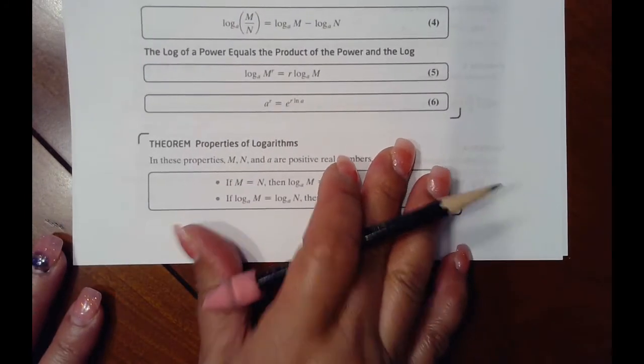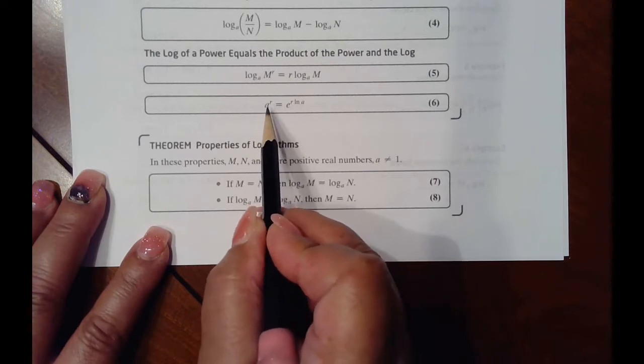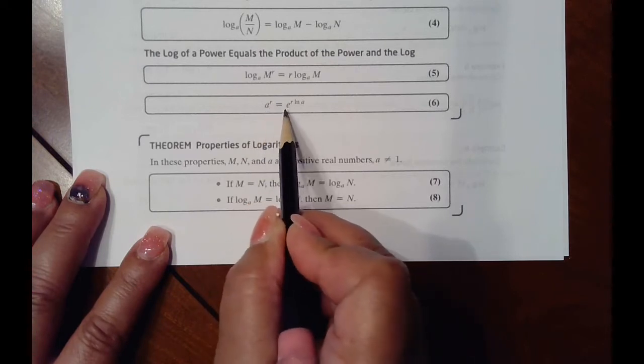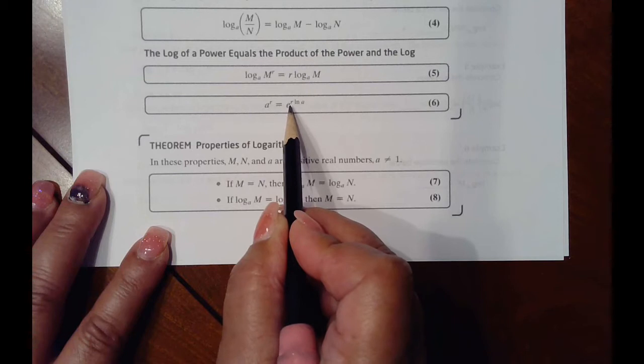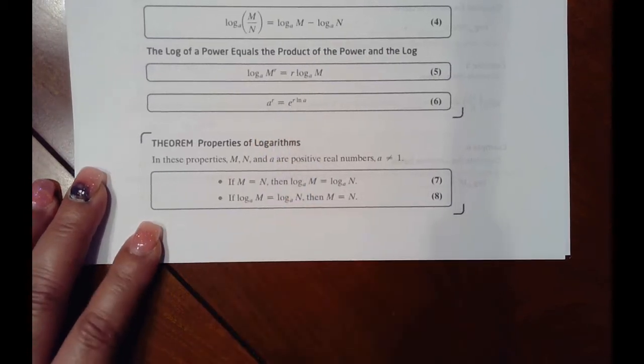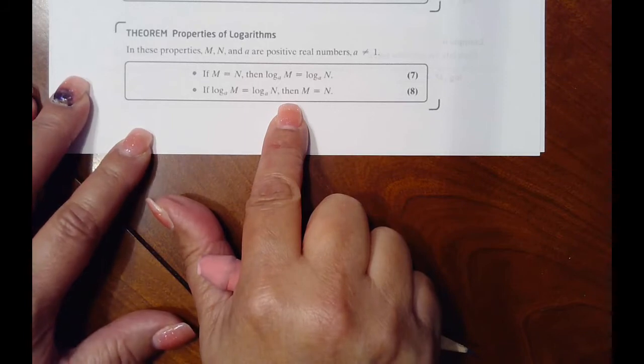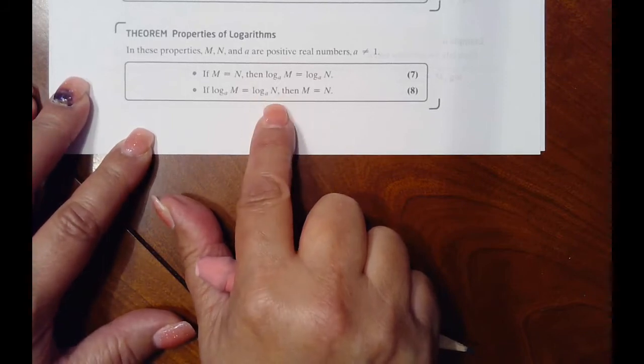This next theorem, you will not be using this much. This says any base to an exponent is equal to e to that same exponent times the ln of this base. This is used quite often when you're solving equations, which is going to be more or less in the next section, but they mention it here.